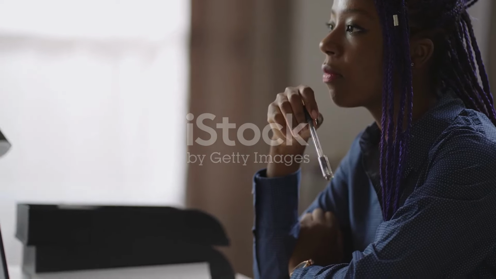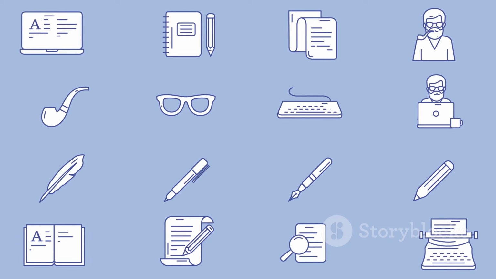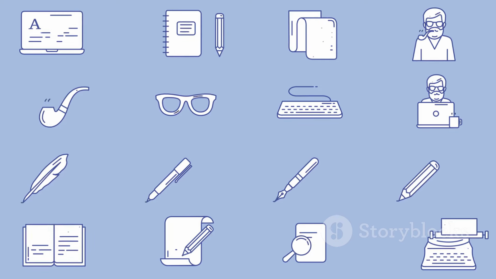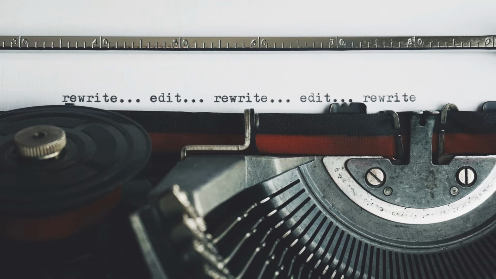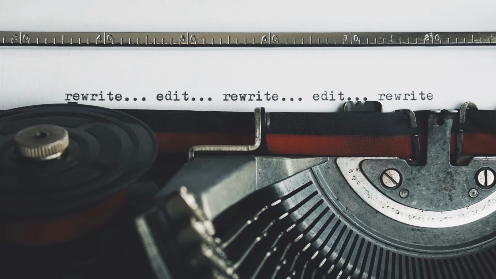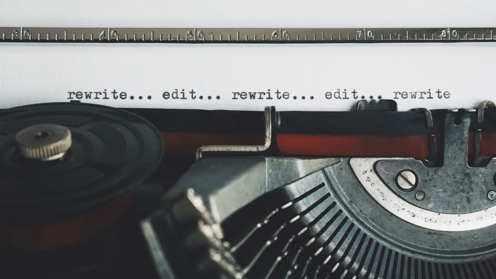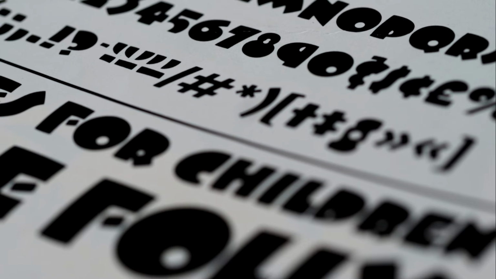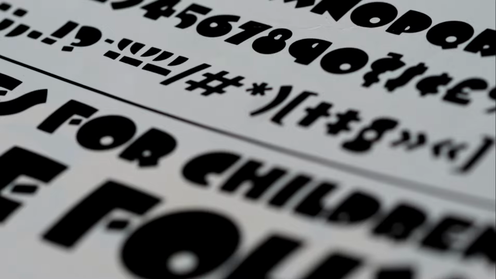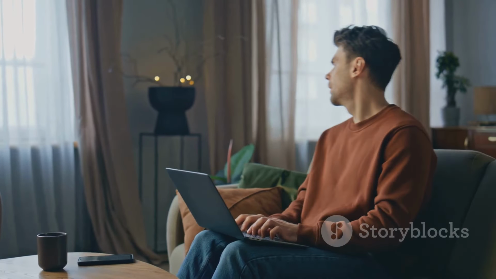Before you can publish, you need a book. This involves two key parts: writing your manuscript and designing an eye-catching cover. Your manuscript is the heart of your book. Ensure it's well-written, edited, and formatted correctly. Use a clear and easy-to-read font. Make sure your paragraphs are clear and concise.